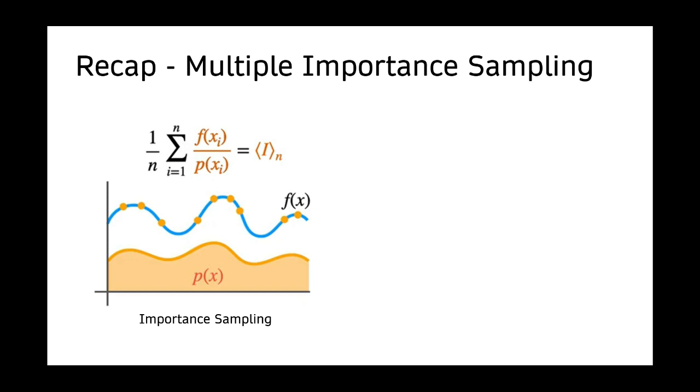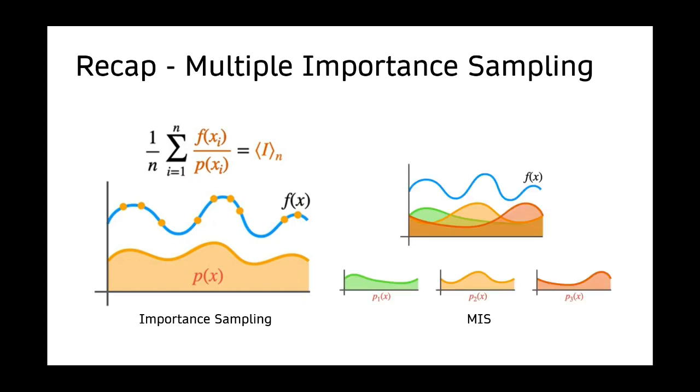Instead, we can try to combine multiple techniques. For example, one that's good at sampling the left side, one that's good at the middle, and one that's good at the right side. This is called multiple importance sampling.